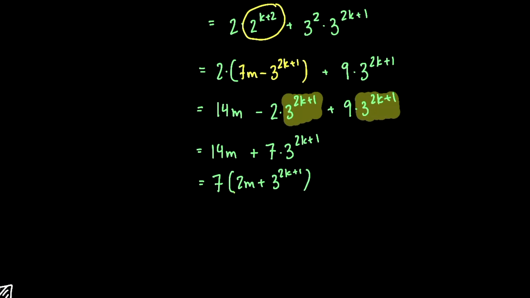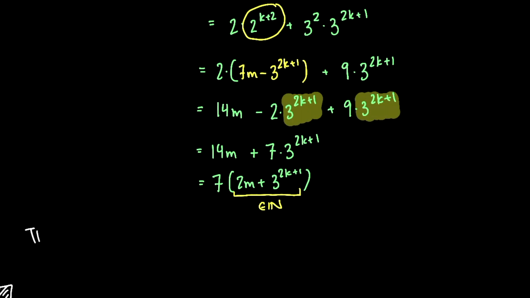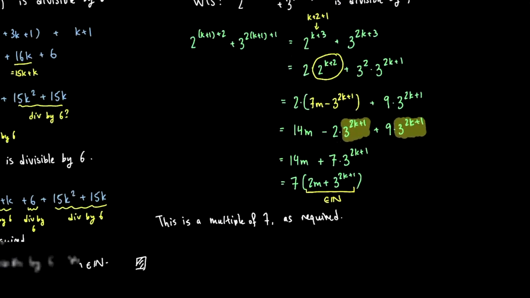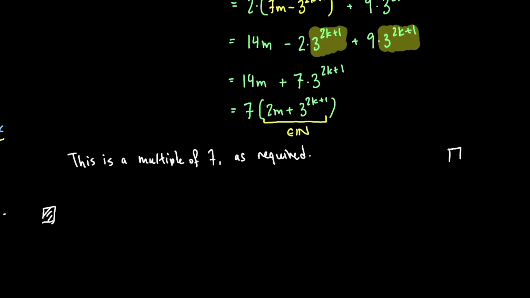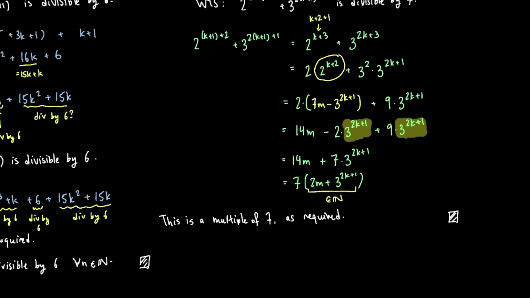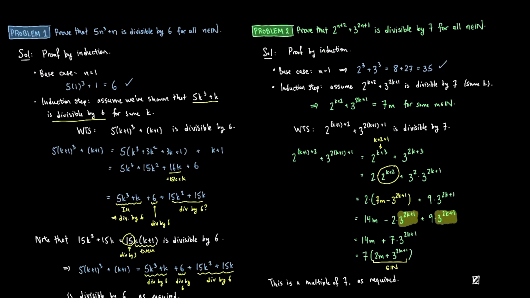And the point is that this whole bit is some positive integer, and 7 is out in front, so I've got a multiple of 7 here. So all I have to say is this is a multiple of 7, as required. And then I can write a concluding statement saying that, therefore, by induction, I've proven the statement. Maybe I'll omit that this time, but you can always write a concluding statement if you want. Anyways, there you go. Two proofs by induction.